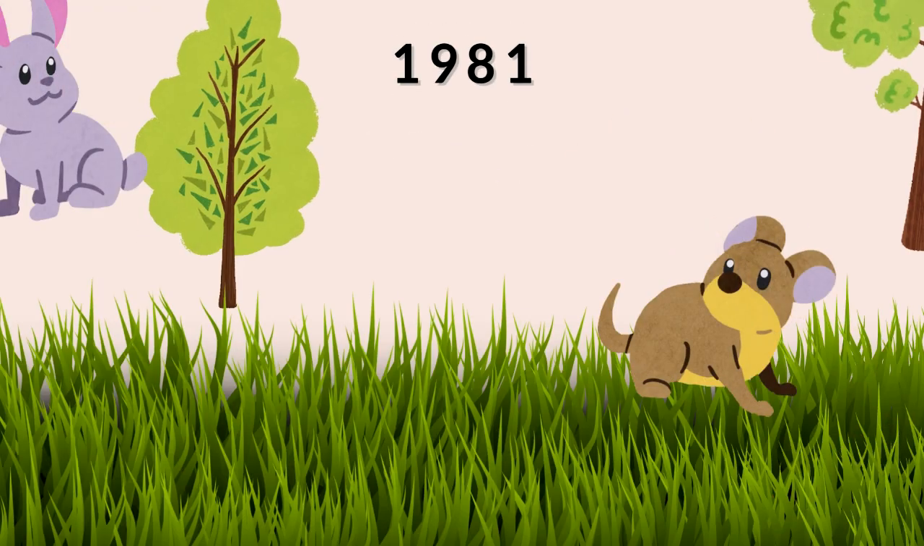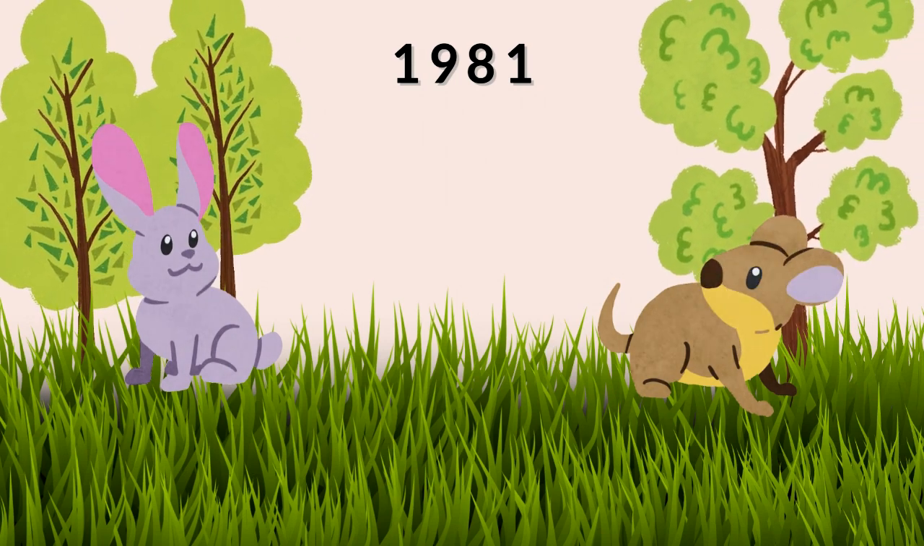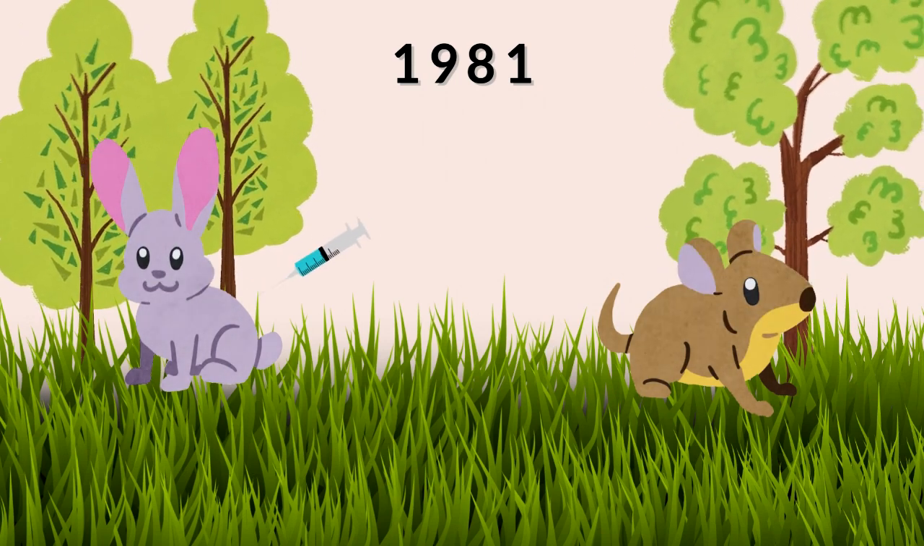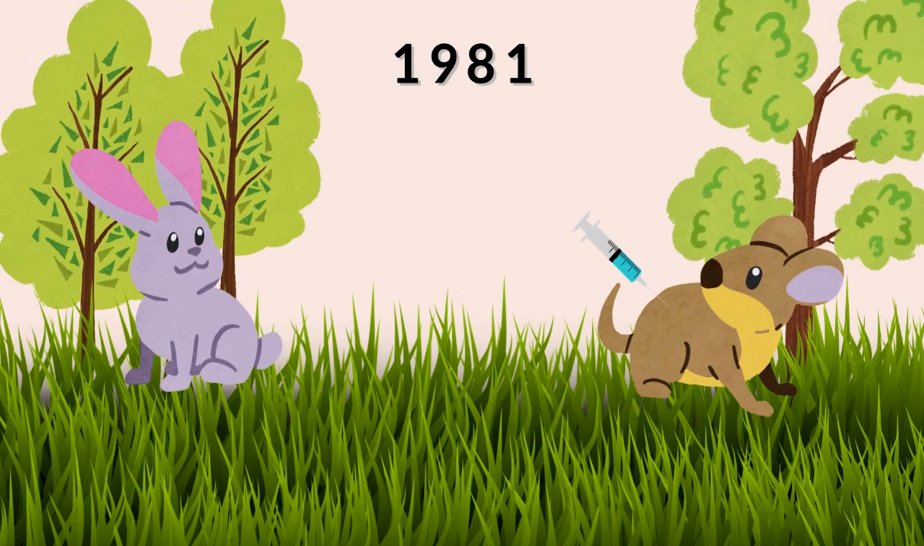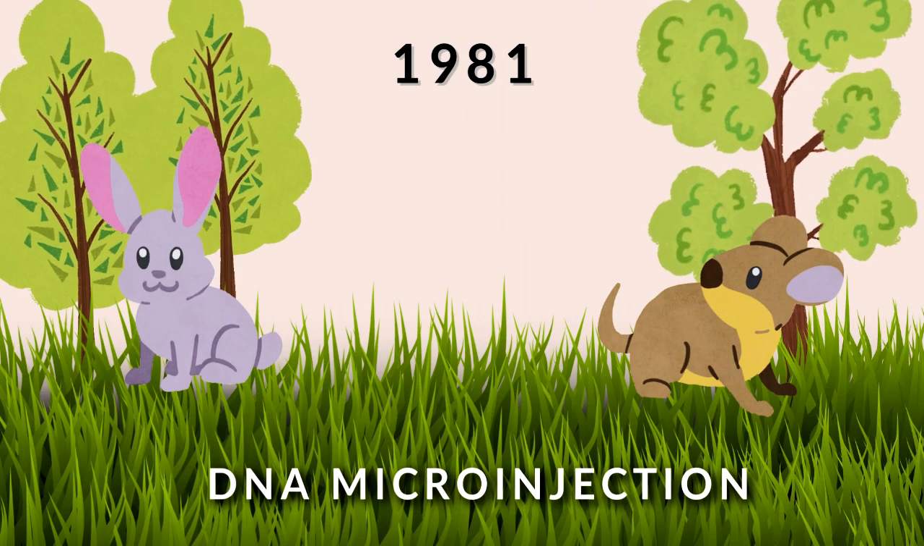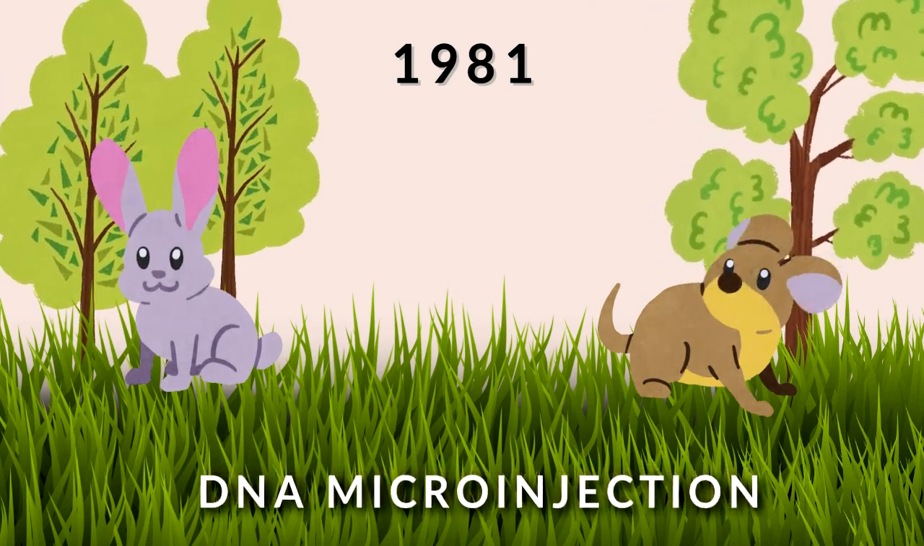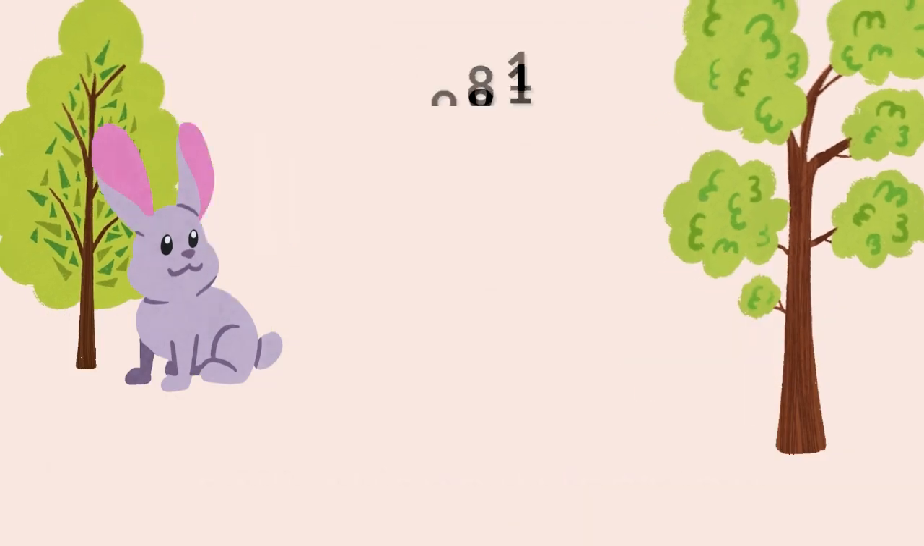In 1981, the first transgenic animal was introduced. Wagner and his team transferred the gene of a rabbit into the mouse genome by using a method now standard in genetics known as DNA microinjection. Their experiments paved the way for the revolutionary transgenic animal experiments in the years to follow.